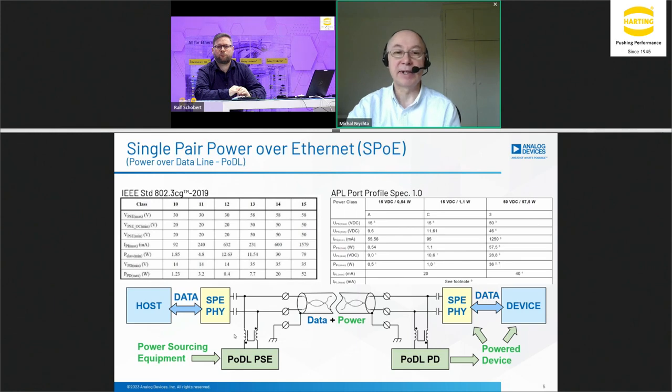So by principle, over single pair Ethernet, it's quite simple. It's AC coupling of the data, AC coupling of the signal carrying the data, and DC coupling usually through inductors of the power itself. And then we can see different standards. There is the IEEE standard, and I will talk more about that, and also APL, the Advanced Physical Layer port profile standard for the process control applications.